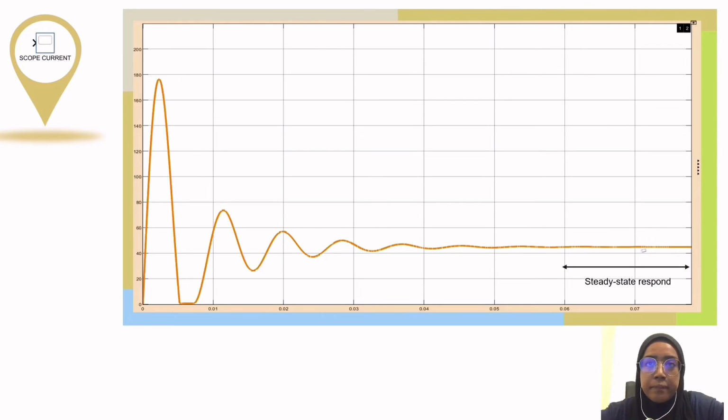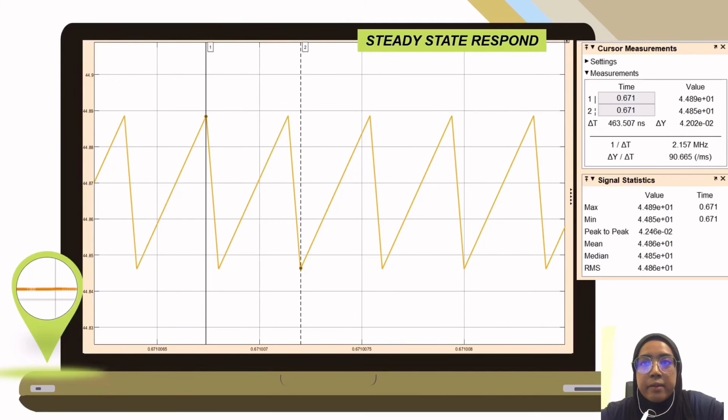For the output current waveform, we need to measure the minimum and maximum inductor current on the steady state response. After we zoom in on the steady state response, we plot the maximum and minimum corner to get the value that is almost the same as the calculation using our own formula. In this section, the value of the minimum inductor current is 44.85 ampere, and the value of the maximum inductor current is 44.89 ampere.